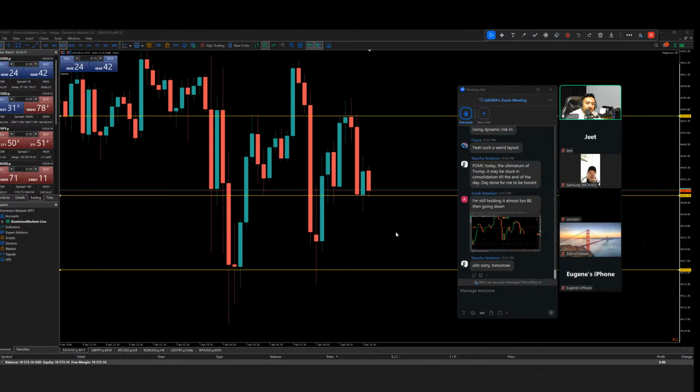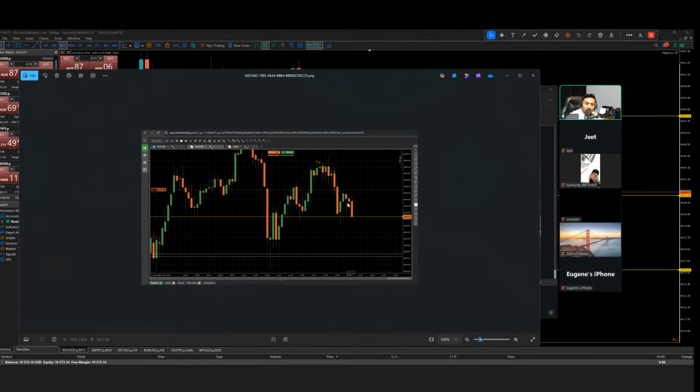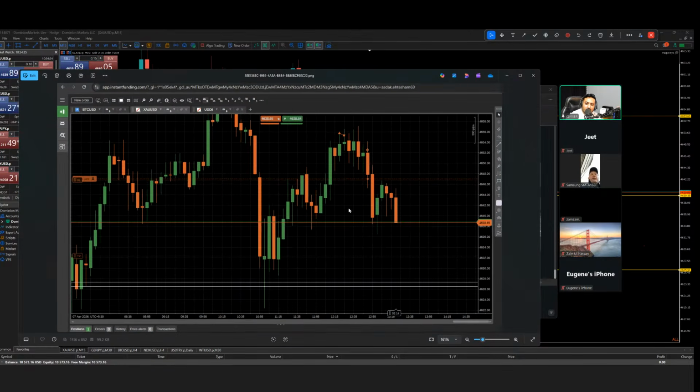So I'm still holding it almost at break even, then going down. Okay, what are you holding, buddy? Asdak Saab. Ooh, what is this? So you took a sell here? Really? Wow. Which time frame? 5 minute time frame. I don't believe in the 5 minute time frame. In this consolidation, I am not gonna stick with the 5 minute time frame.